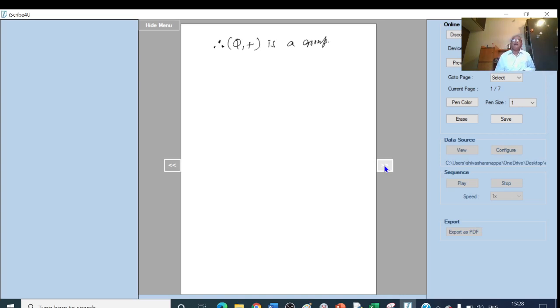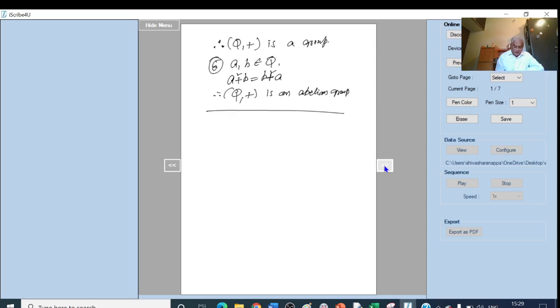Now, is this an abelian group? So that is for the fifth axiom. If A and B belongs to Q, then can I write A plus B equal to B plus A? Definitely we can write. Maybe rational number or irrational number. This commutative law depends on the operation, that is plus. In any manner you can add. I am getting A plus B equal to B plus A is satisfied. So therefore, Q comma plus is an abelian group.